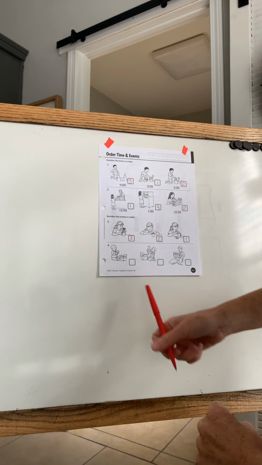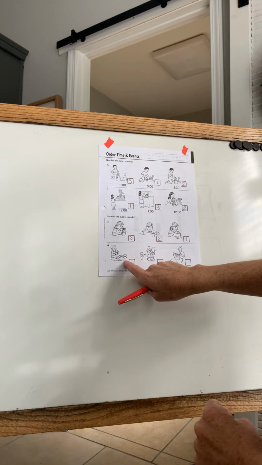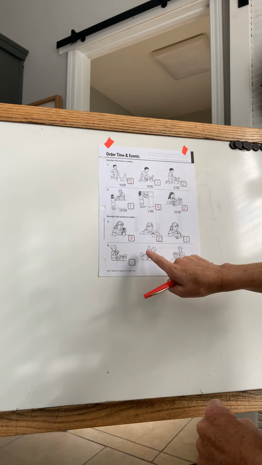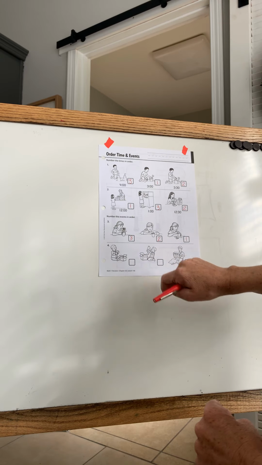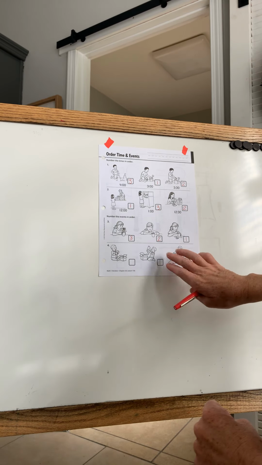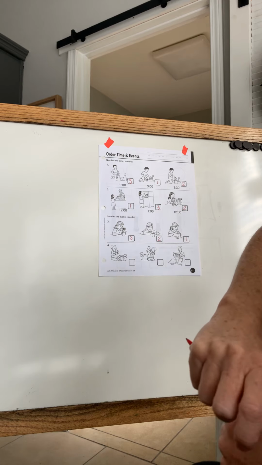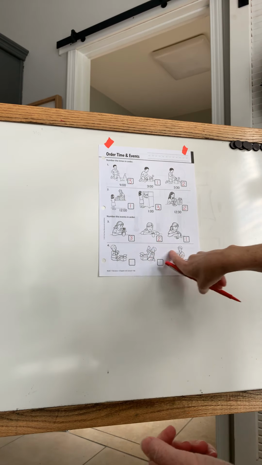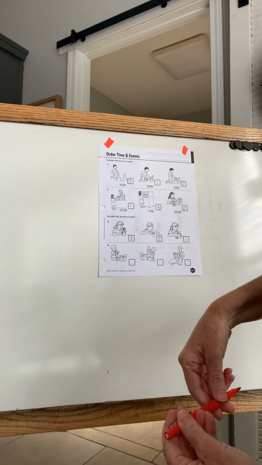All right, number 4, we have a baby playing with a ball in a box. We have a little boy playing with a teddy bear, and we have a bigger boy who is playing with like Legos. Okay, so we need to put these in order of what would be first, second, and third.